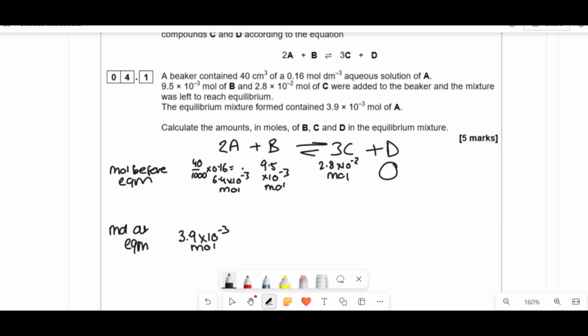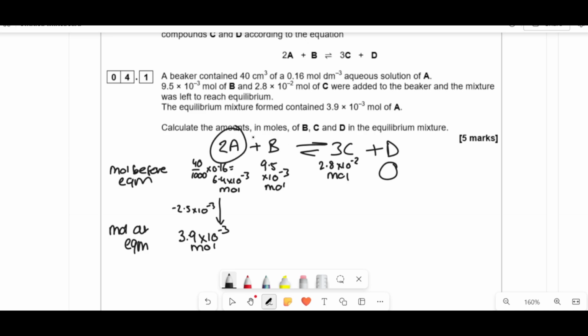These two will again react and drop to end up making these, which go up. So if we compare what's happened between here and here, A has dropped by what? 6.4 times 10 to the minus 3 minus 3.9 times 10 to the minus 3. A's dropped by minus 2.5 times 10 to the minus 3.